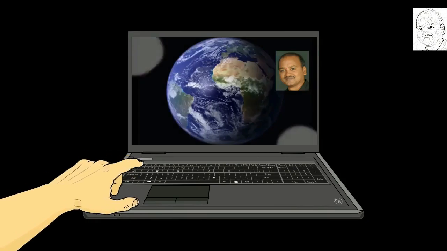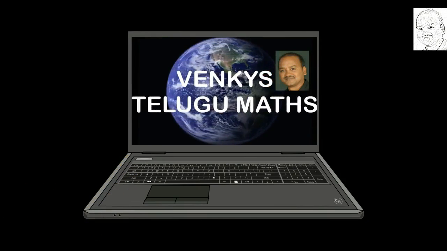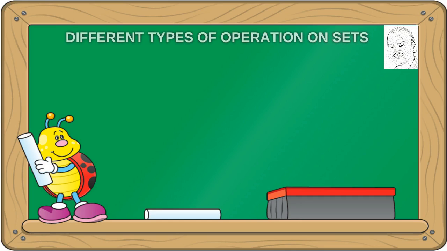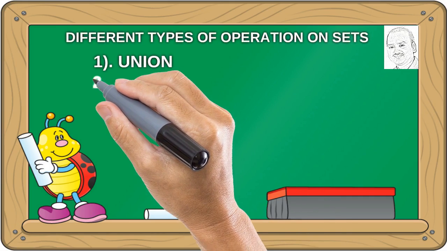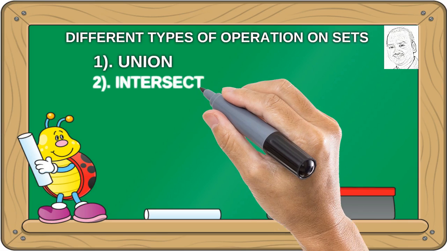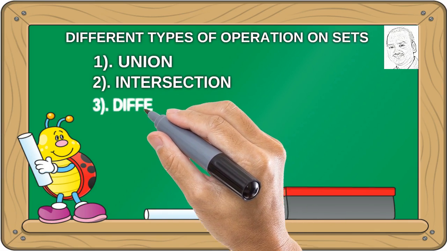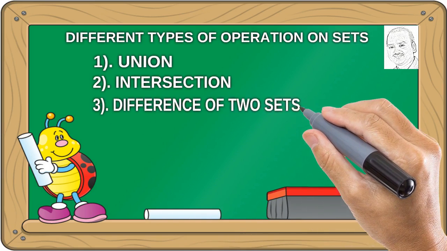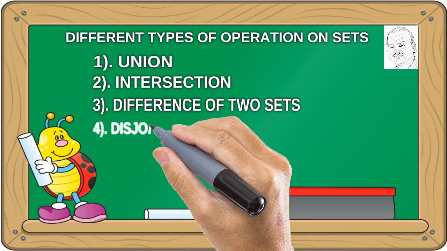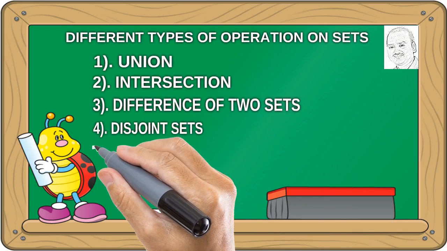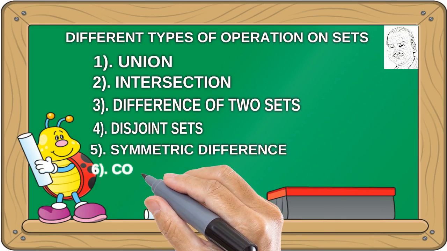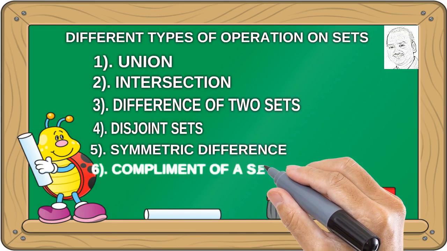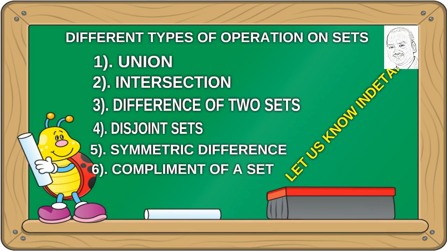In this episode, we learn different types of operations on sets. Different types of operations on sets: Number 1, union of sets. Number 2, intersection of sets. Number 3, difference of two sets. Number 4, disjoint sets. Number 5, symmetric difference. Number 6, complement of a set. Let us know in detail.